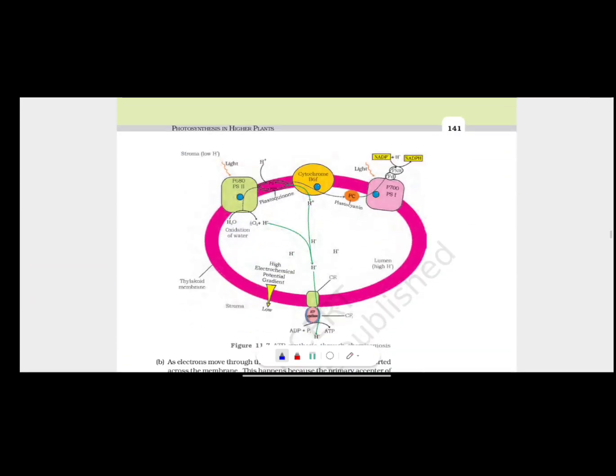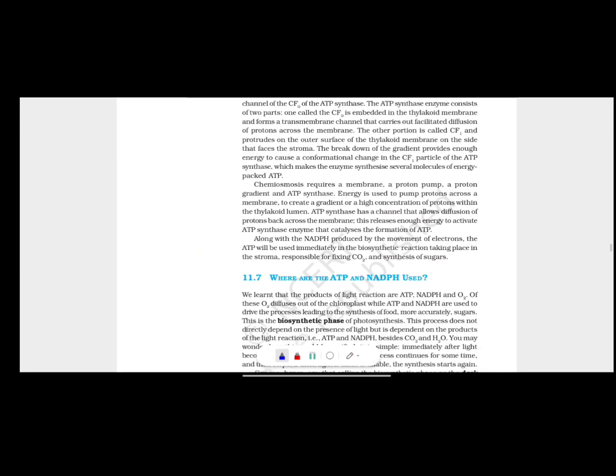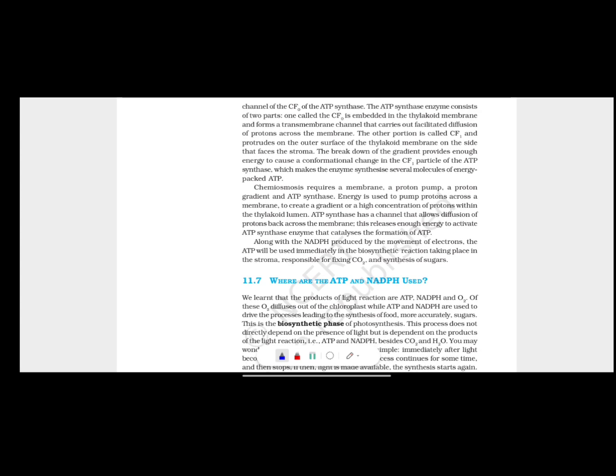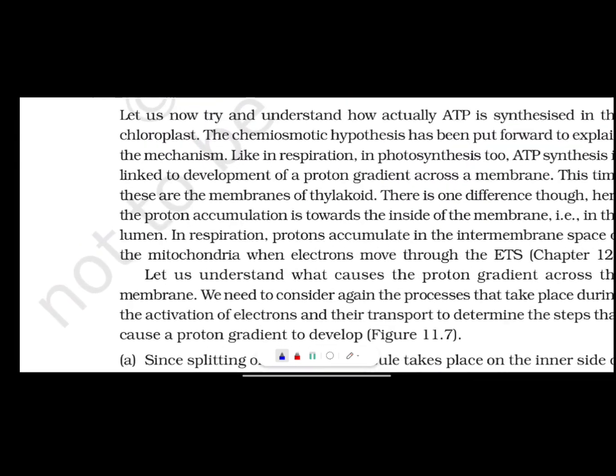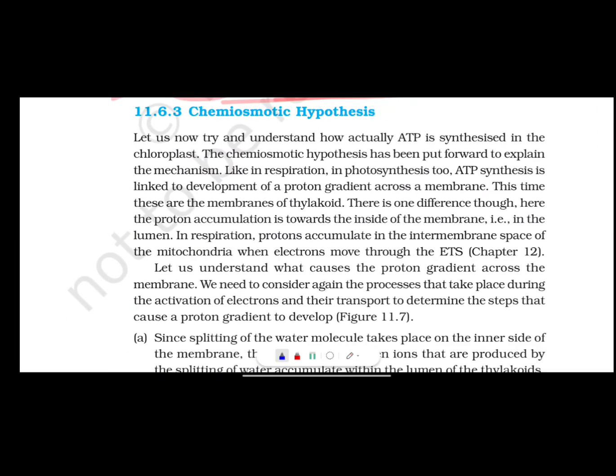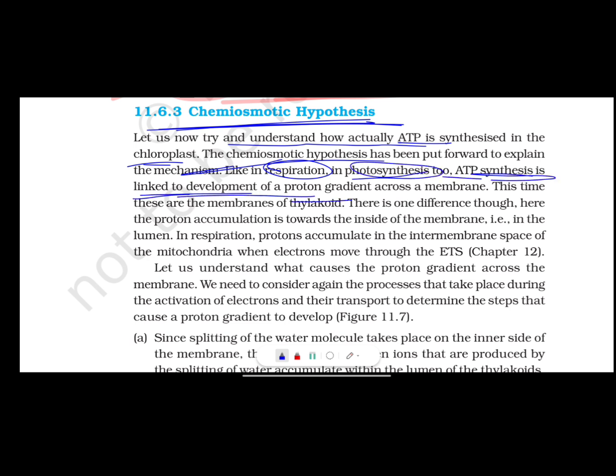Then this is one of the very, very important topics, chemiosmosis. Let's see, the chemiosmotic hypothesis. Let us now try and understand how actual ATP is synthesized in the chloroplast. The chemiosmotic hypothesis has been put forward to explain the mechanism, like in respiration, in photosynthesis too. ATP is synthesized linked to the development of a proton gradient.